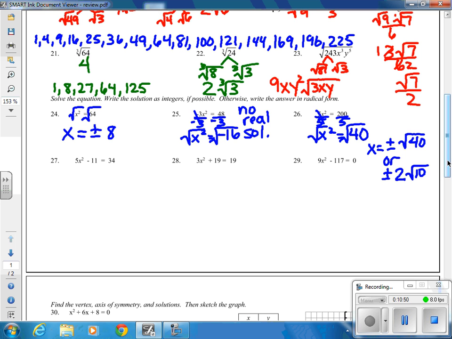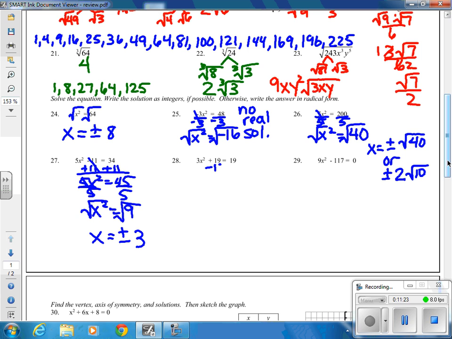Because if you break up 40 into square root of 4 and square root of 10, you get simplified to 2 radical 10. So either one of those is acceptable as long as you have the plus or minus sign in front of it and that the radical sign is still in your problem. All right, for number 27, we want to add 11 to both sides. So now you've got 5x squared equals 45. Divide by 5 on both sides, and you've got x squared equals 9. That's a positive 9, so when I go to square root both sides, I'm going to put my plus or minus in my answer. Square root of 9 is 3, so the answer is plus or minus 3.